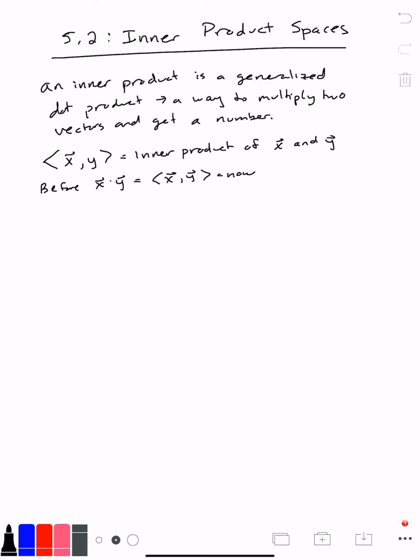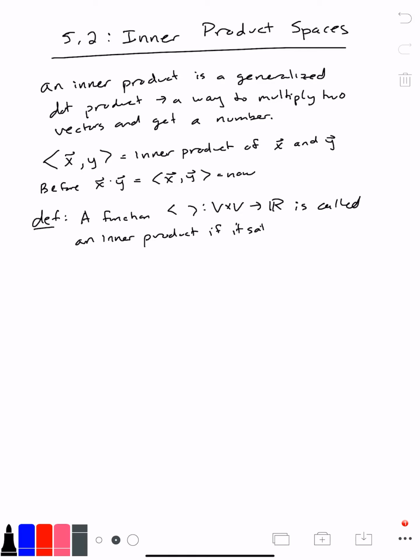Now the thing is, we have an official definition for what properties this thing has to hold. So here it is. This is the definition. A function that we're going to call bracket, going from V cross V to R. So it's going from two vector space vectors to the R here. It is called an inner product if it satisfies the following four conditions.